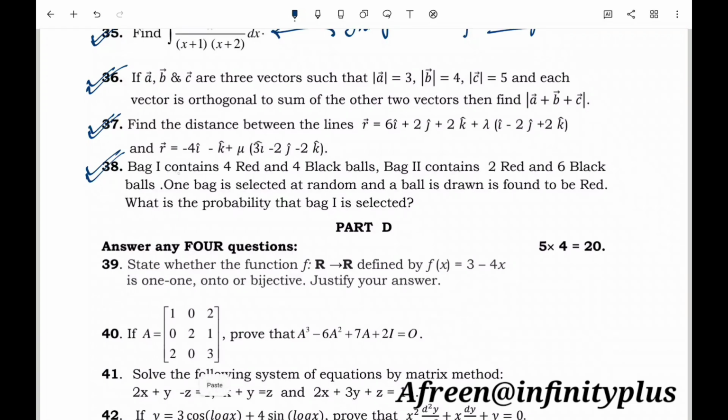You will be having bag 1 contains 4 red balls and 4 black balls, and bag 2 contains 2 red balls and 6 black balls. One bag is selected at random and a ball is drawn and found to be red. What is the probability that bag 1 is selected? You people are well known. This question is taken from the last exercise of the probability chapter. So let's move ahead to solve this question.